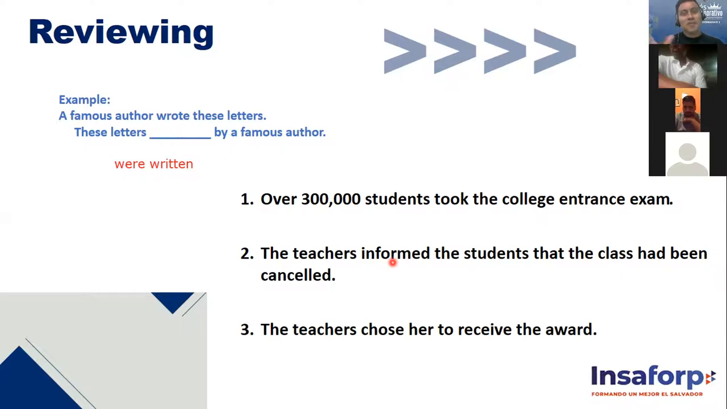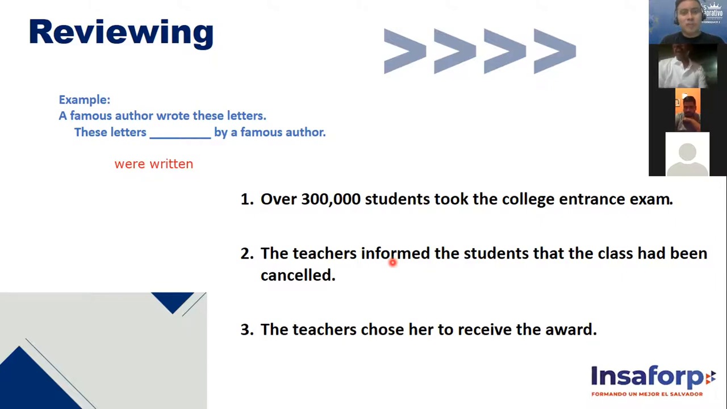So now how do we make the passive voice? The students informed. We need to use the passive voice. The student was informed that the class has been canceled. Very good, but there is still one little change that we need to make. The students were. Very good. That's the one. The students were informed that the class had been canceled. Very good. You see?